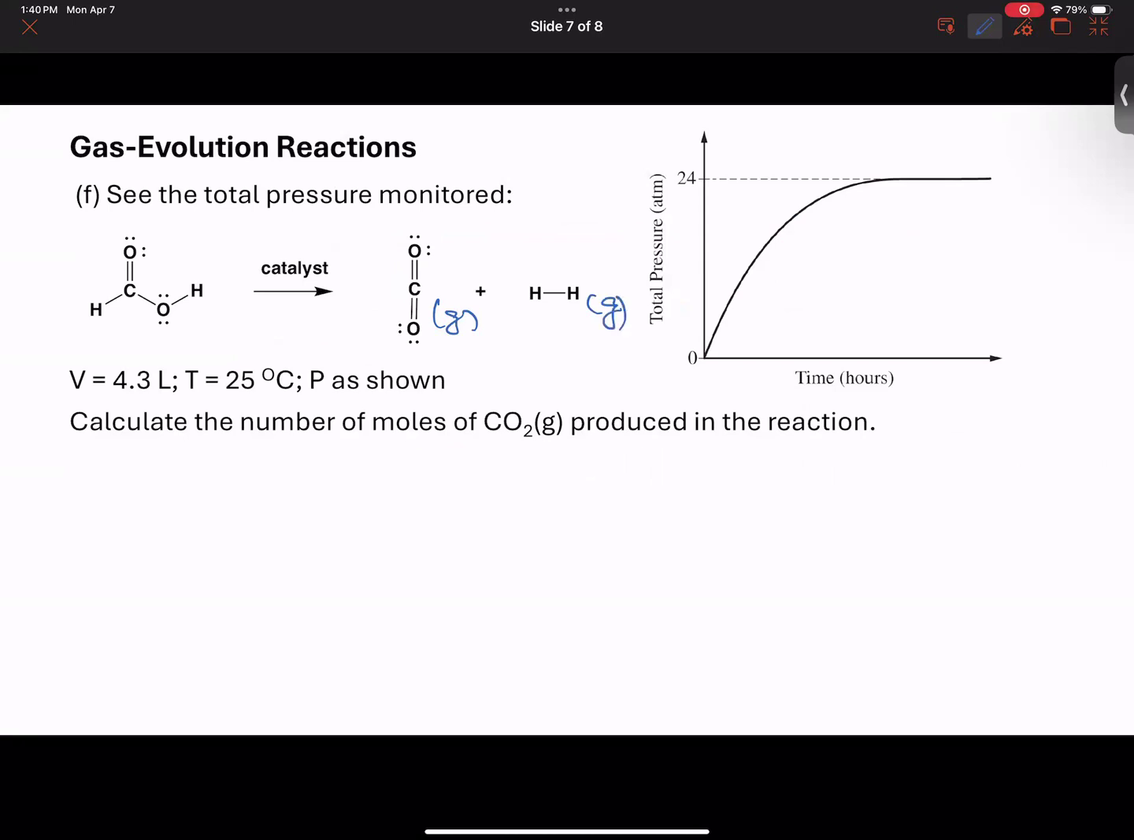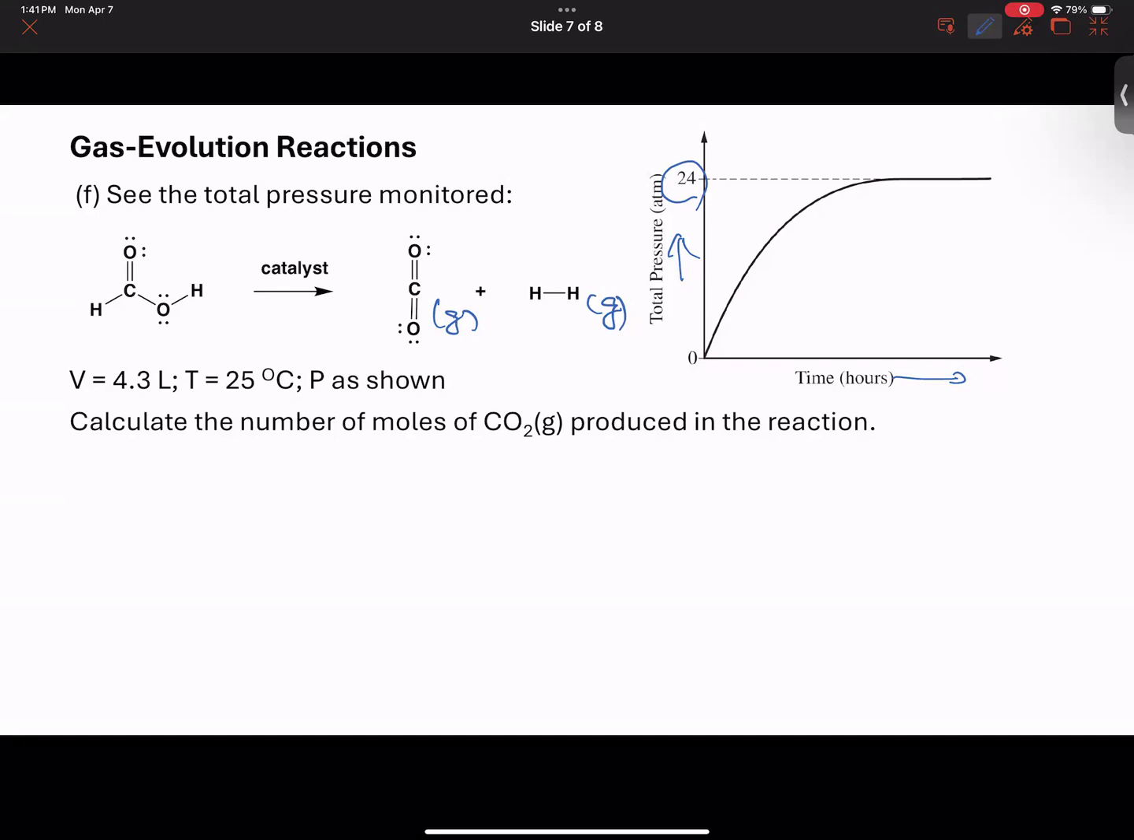So as the reaction time goes on, the pressure is increasing, as you see here. And the total pressure when the reaction goes to completion is 24 atmospheres. The container has rigid walls, the volume is measured to be 4.3 liters, the temperature is 25 degrees C, and pressure is given in the graph. Calculate the number of moles of CO2 gas produced in the reaction.